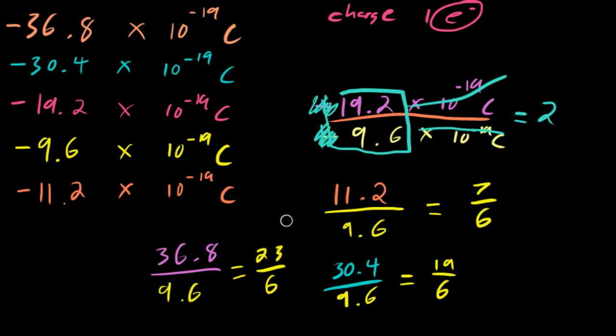Anyway, actually, you know what? I'm looking at the clock right now, and I'm pretty much out of time for this video. So in the next video, we're actually going to use these ratios that we figured out to try to figure out what the charge would be of one electron based on this data.